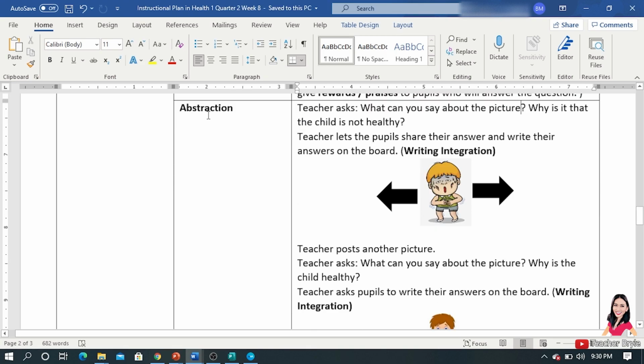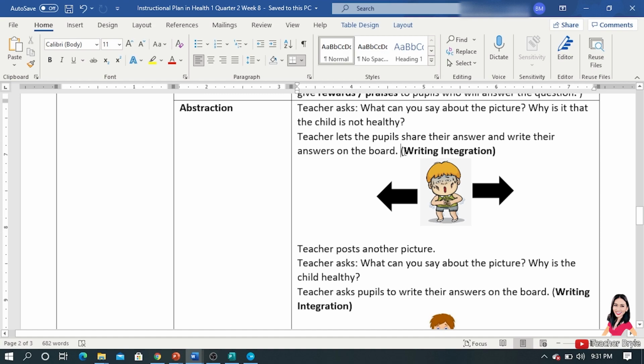The next part, abstraction. Teacher asks, what can you say about the picture? Why is it that the child is not healthy? Teacher lets the pupils share their answer and write their answers on the board.